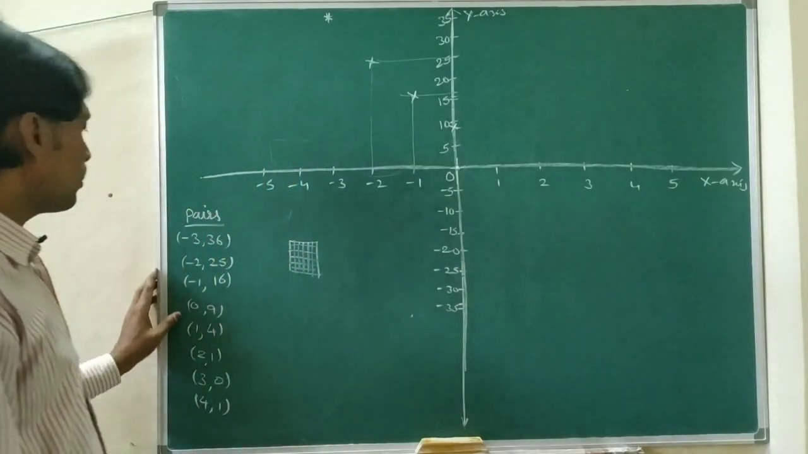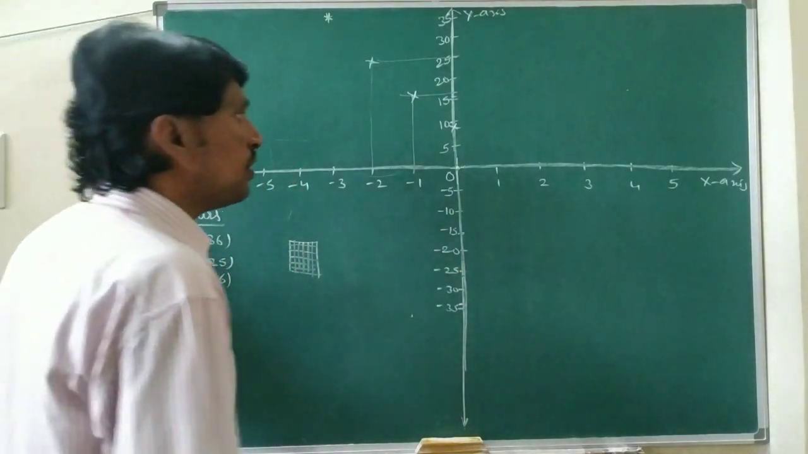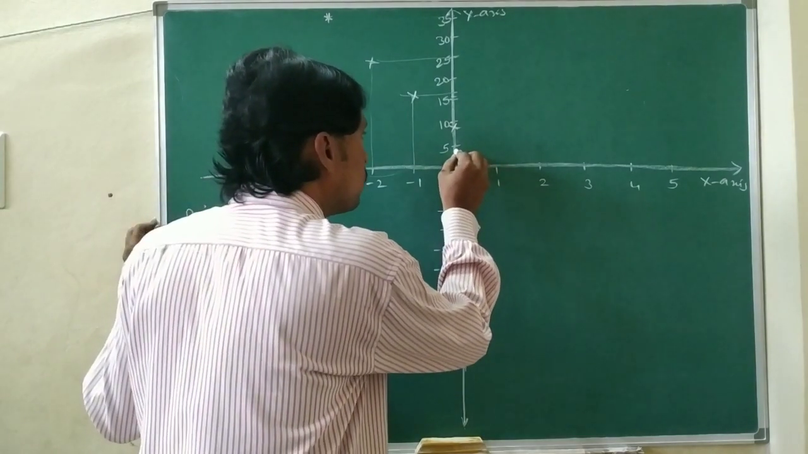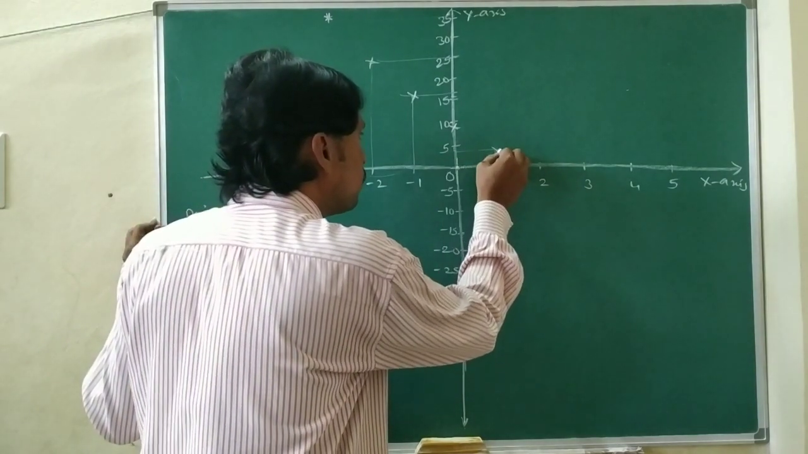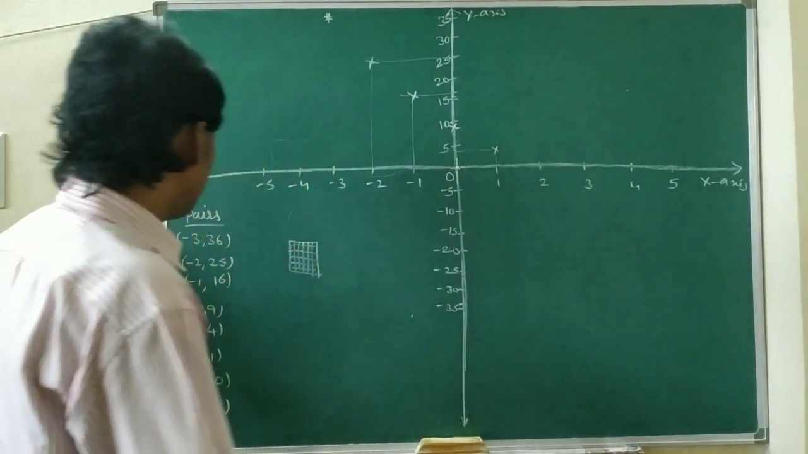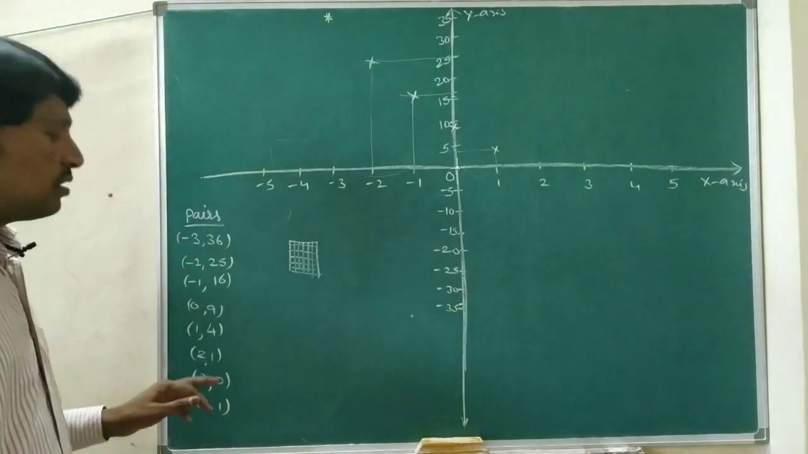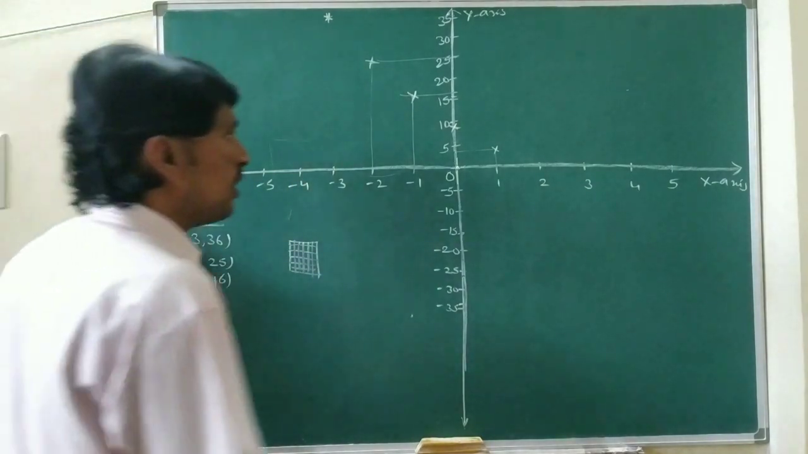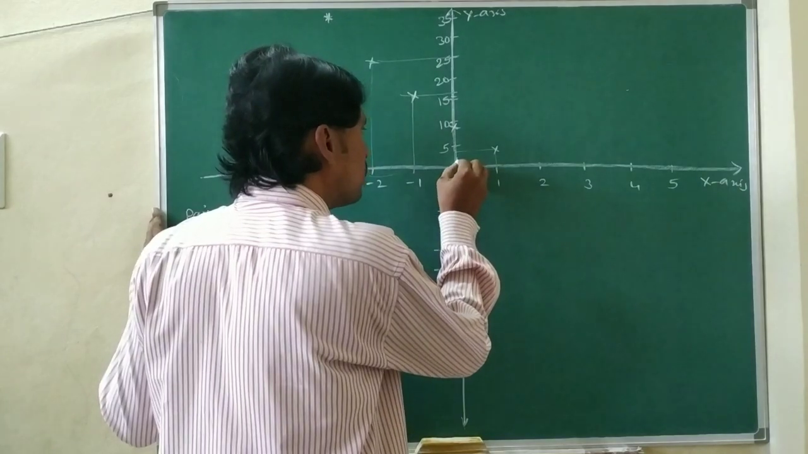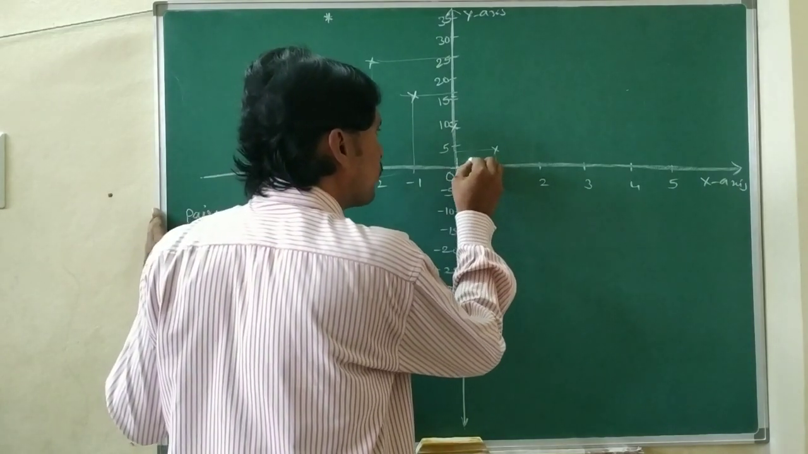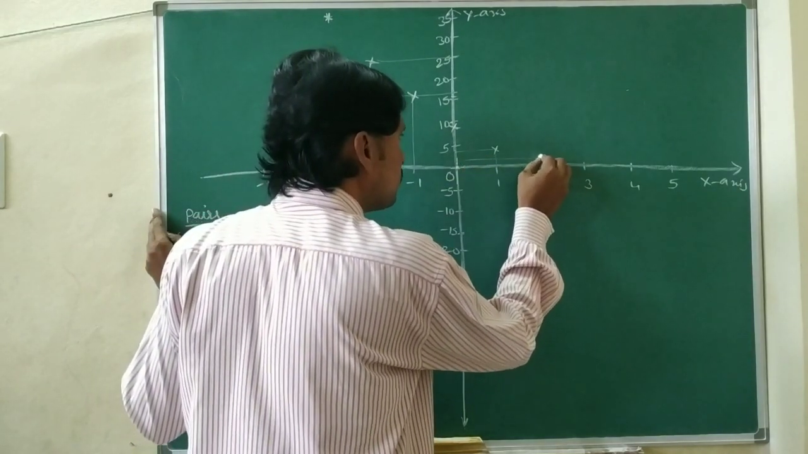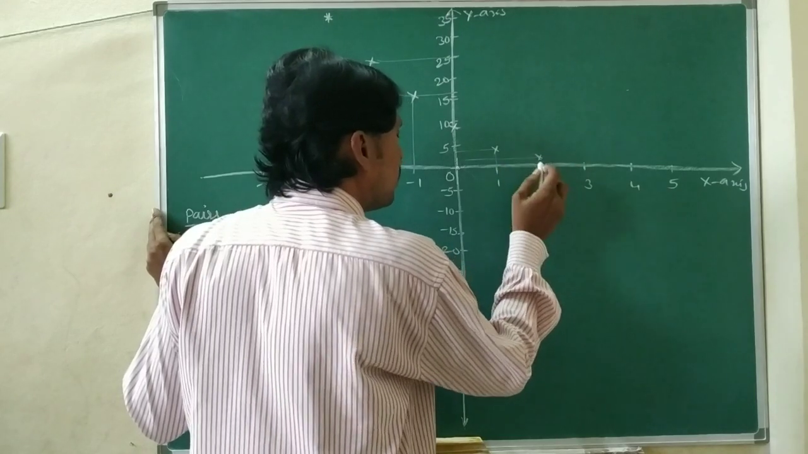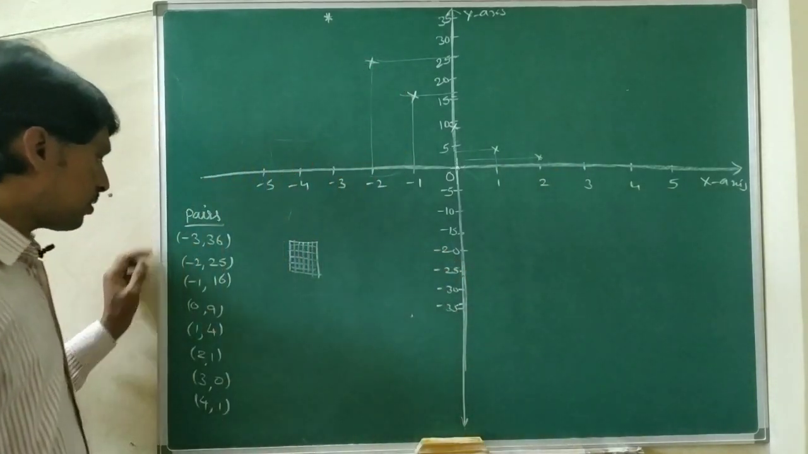Next 1 comma 4, this is 1 and here 2 lines below it we are getting 4. This is 1 comma 4. 2 comma 1, so the x value is 2 and the y value is 1. So 0 to 2 lines afterwards we can get here. Means we are getting here, not touching the x axis.